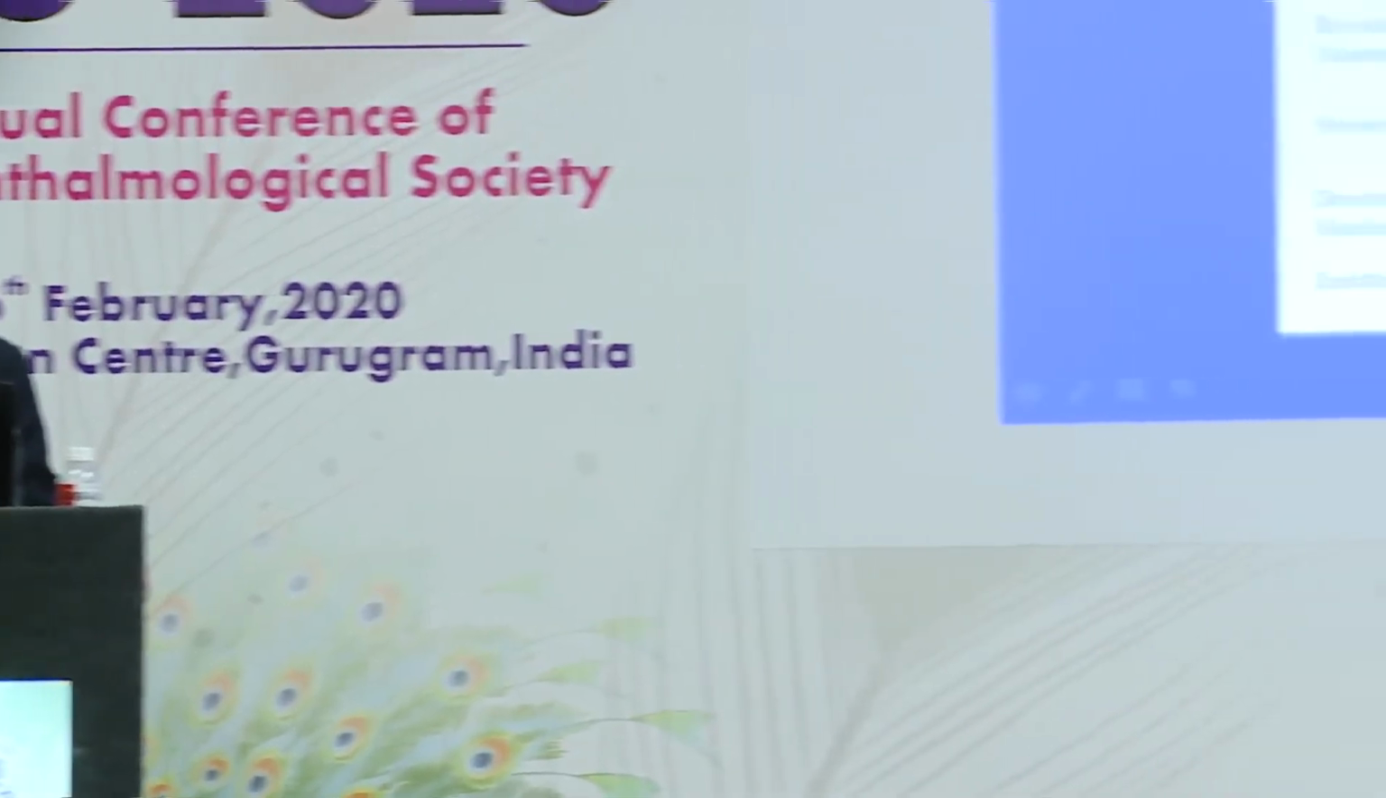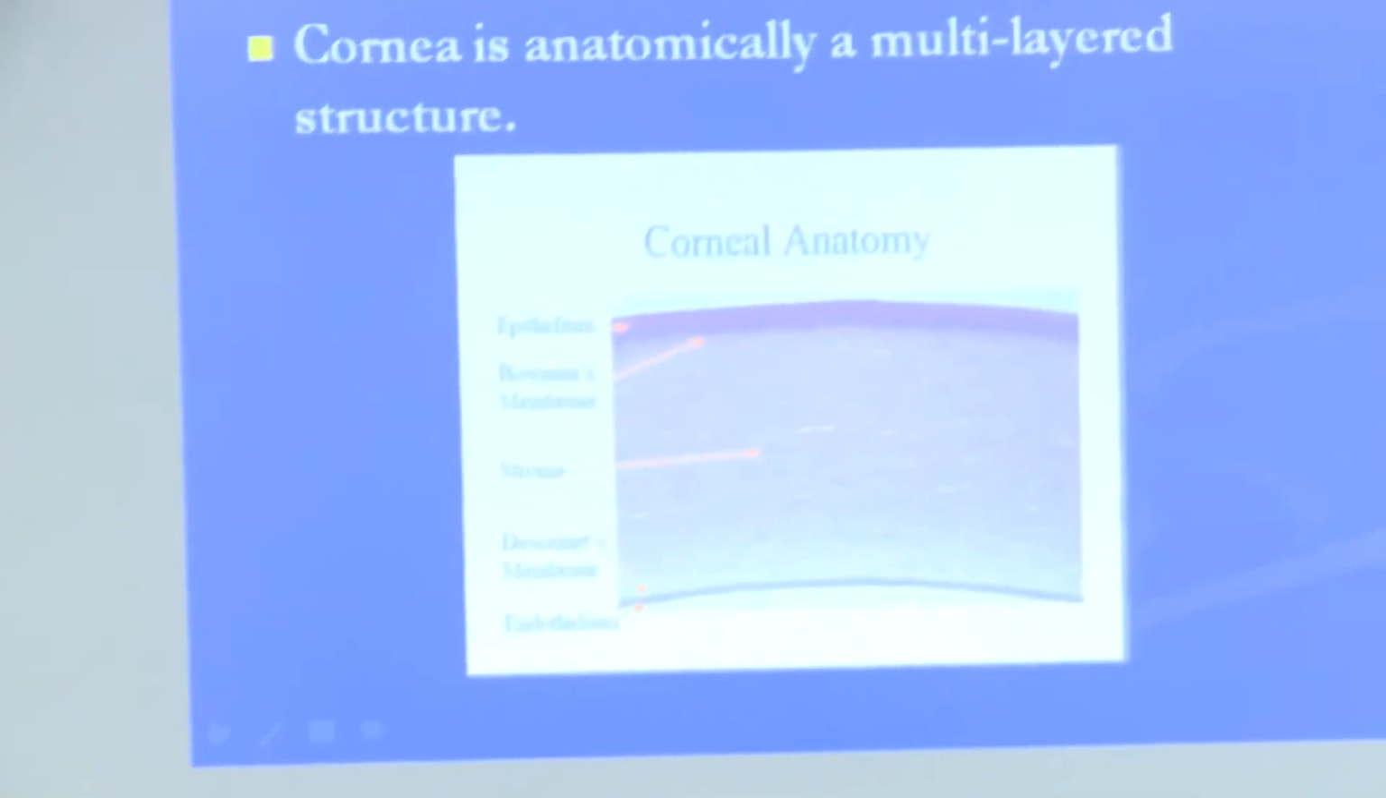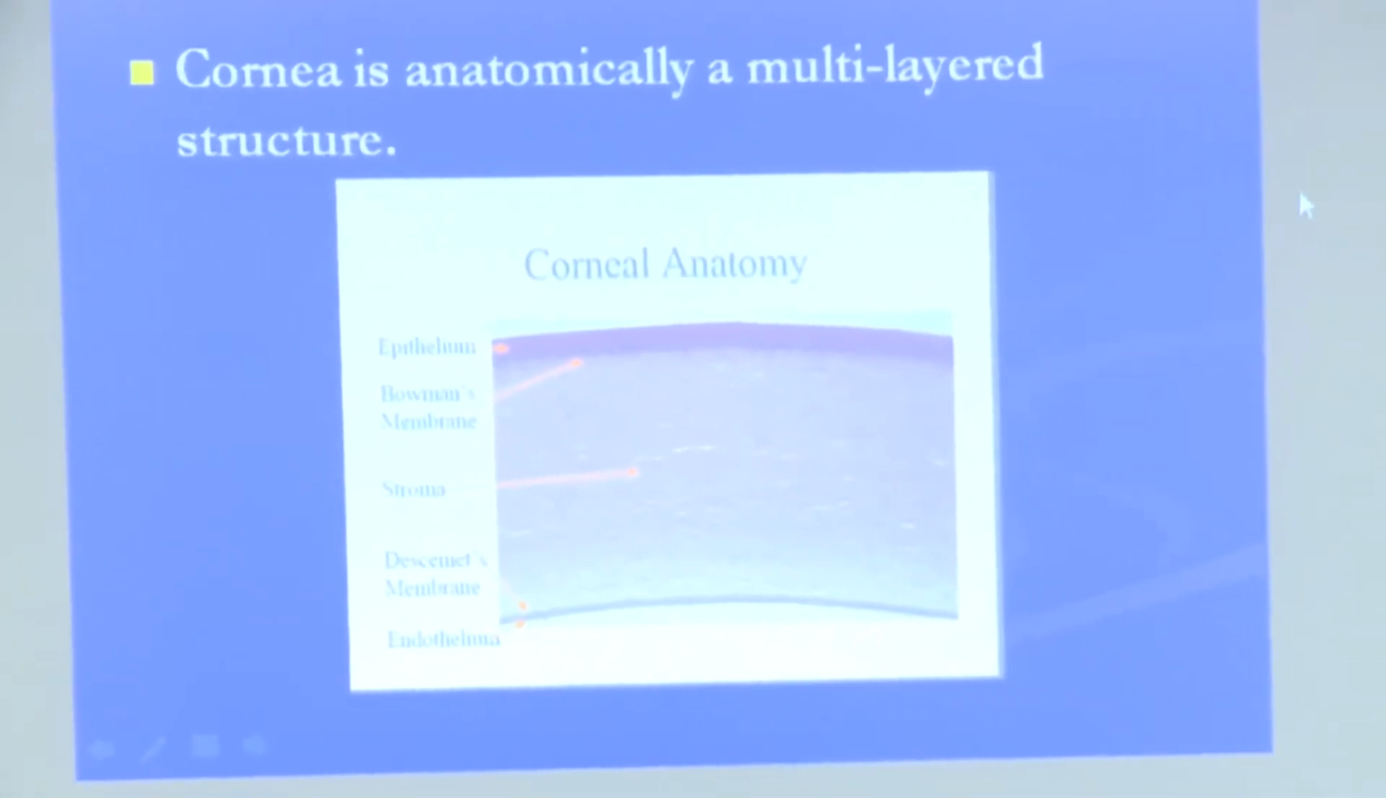Good afternoon, everyone. Some of the details of the topic were taken care of by the previous speaker, so I will skip some of the slides. The cornea is basically an anatomically layered structure. We know that the cornea has 5 layers, but now we have Dr. Dua with us, and he has highlighted the importance of the sixth layer, that is Dua's layer.